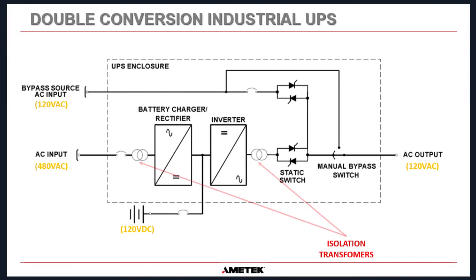So that is the biggest difference between an industrial UPS and a commercial UPS, because most commercial UPSs are transformerless. And there's a reason those transformers are there, and it's very important. Yes, it does increase the size of the UPS, it does increase the weight of the UPS, and it does increase the cost of the UPS inherently. But there's a very good reason for why they are there.